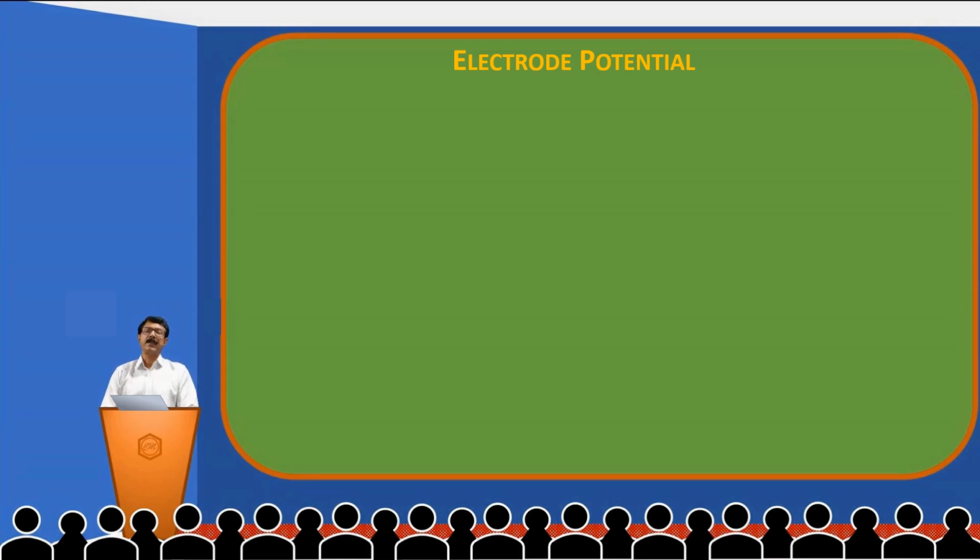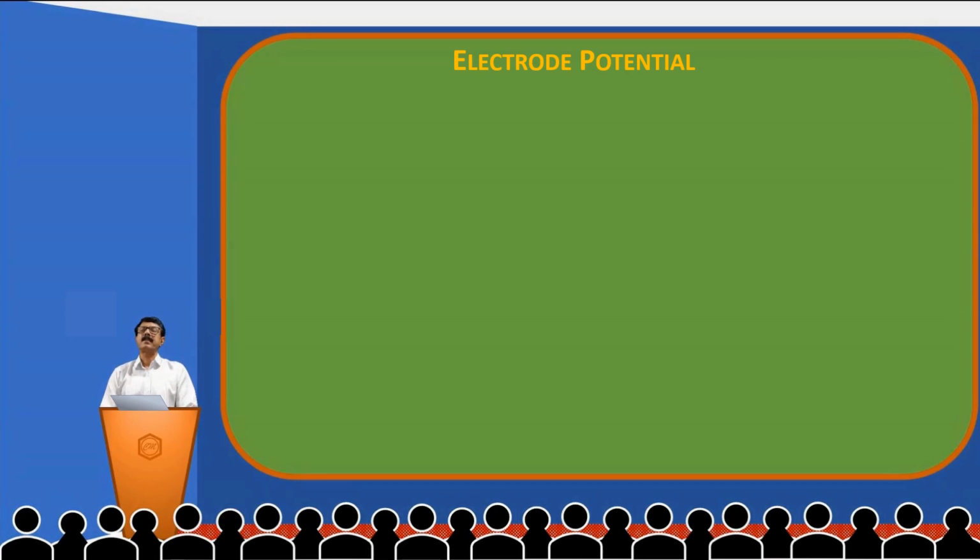You are familiar with different types of electrodes. The simplest among these is the metal-ion electrode. Such an electrode can be constructed easily by putting a metal rod into a solution containing its own ions. For example, a zinc rod dipped in zinc sulfate solution or a silver rod dipped in silver nitrate solution.